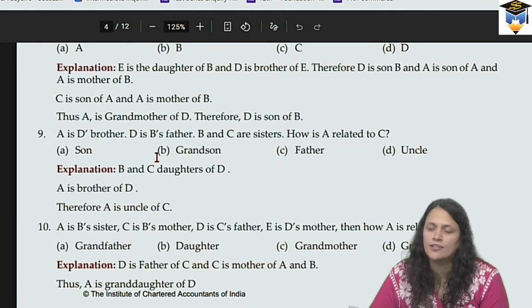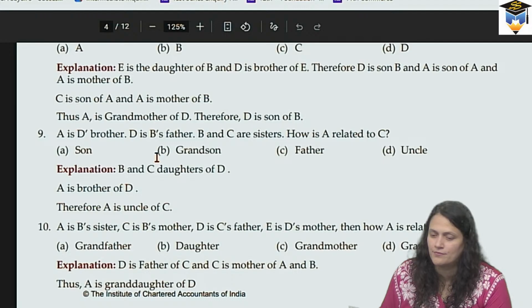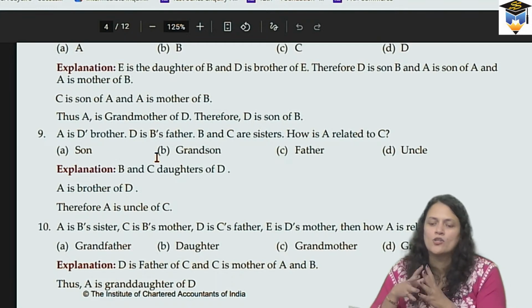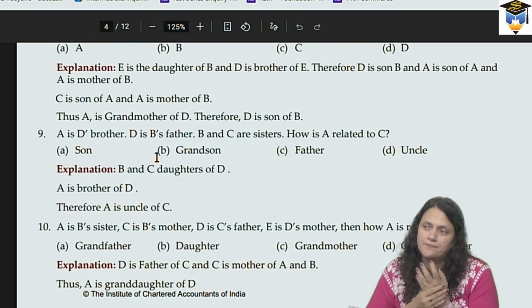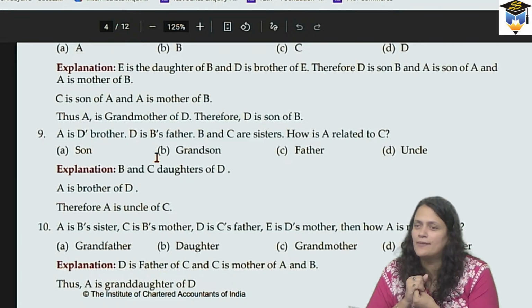A is B's brother, B is C's father, B and C are sisters. So how is A related to C? Daughters. So A is the uncle of C. Check if you are getting uncle.